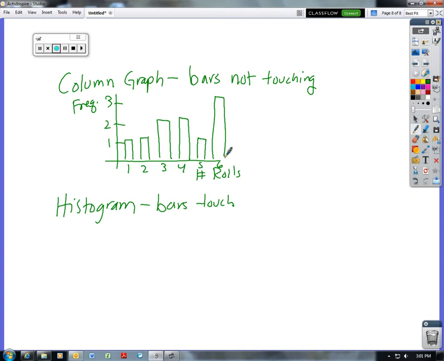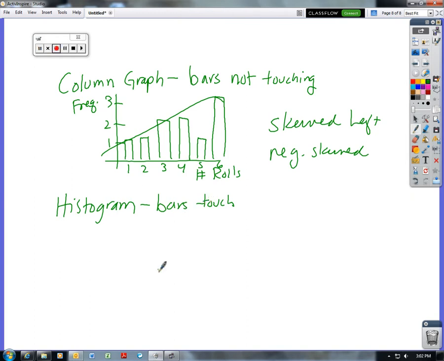I'm seeing this sort of thing. Skewed left, or negatively skewed. Negatively skewed, in other words. So it's definitely not symmetrical.